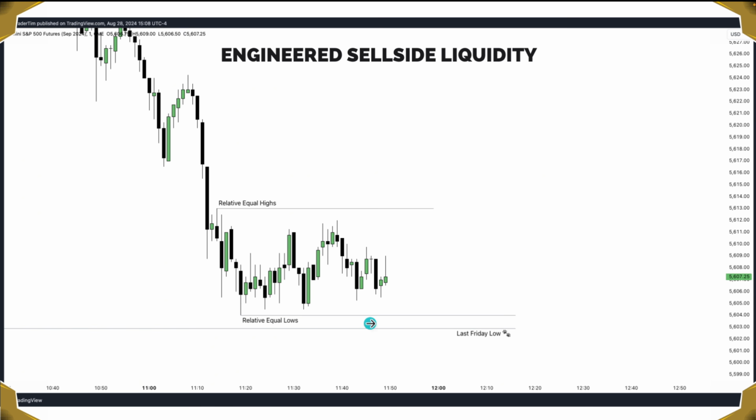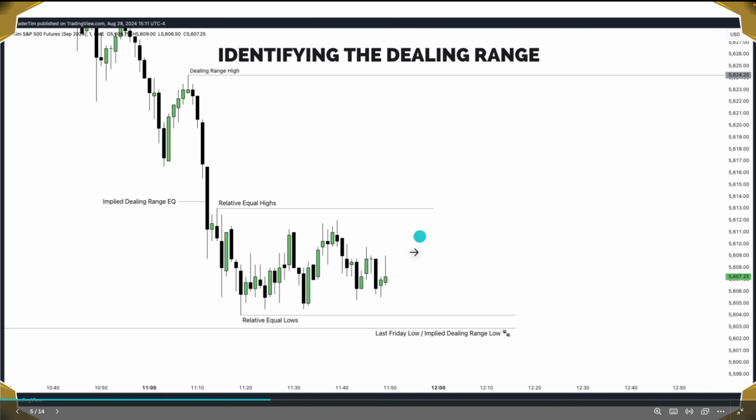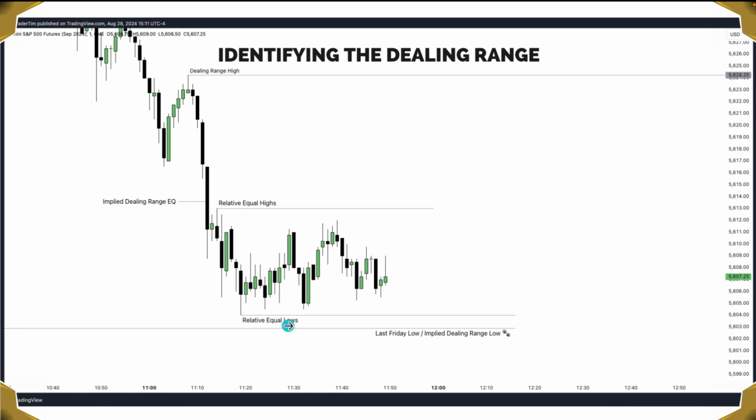So we've identified engineered sell side liquidity, and now moving forward, we need to identify the dealing range to understand where that manipulation could occur. So we want to see, of course, price reach higher, and we want to see it leave or not sweep the relative equal lows in last Friday's low. Now look at these new annotations I've added to the charts. We'll actually start at the high here where my cursor is. We have our dealing range high.